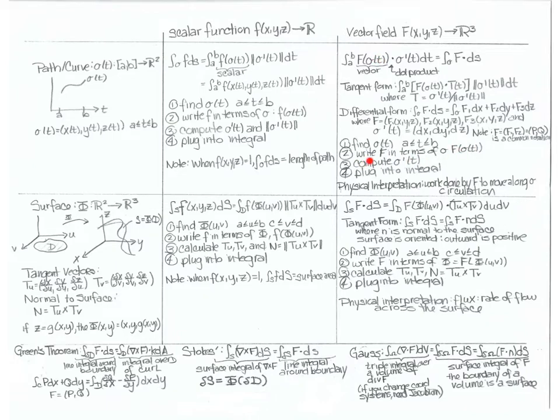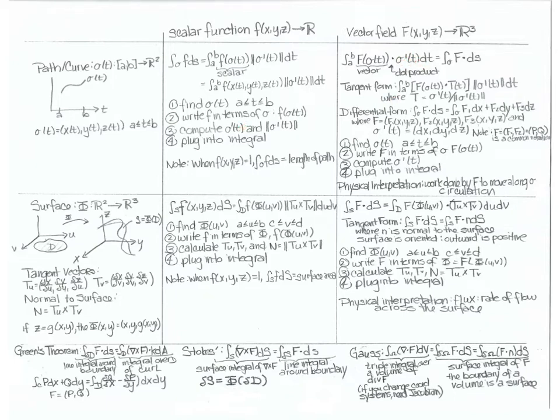The third step is you compute the derivative of your path, your velocity, and now you're ready to plug into your integral. The difference between these two, again, they're very similar, except here, instead of multiplying by the magnitude of the derivative, you do the dot product with just the derivative, because now you have a vector field. F of sigma of t, remember, is a vector, so you can dot it with the sigma prime of t, which is also a vector.